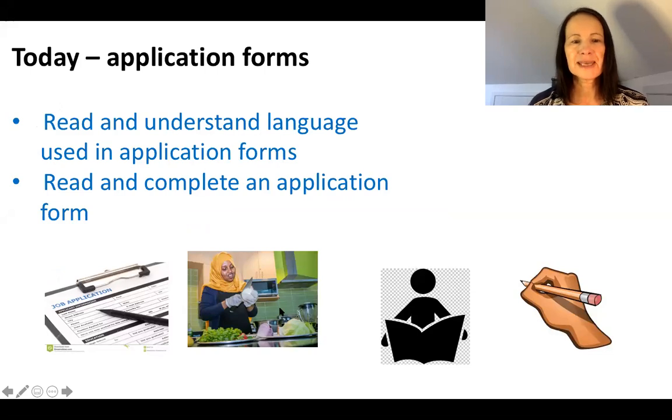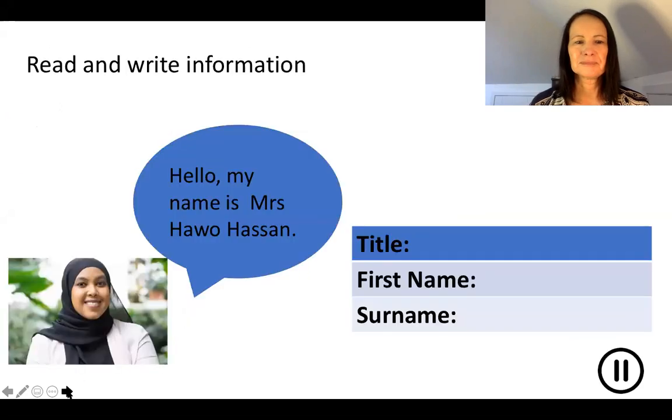And if you look at the picture here, can you guess what this job is? Yes, that's correct. It's a chef. And this picture shows an application form. Okay, so we're going to read and write some information first of all. So you will need a paper and pencil. And you will need to fill in this box or write these words on your piece of paper, and then next to them, the answers.